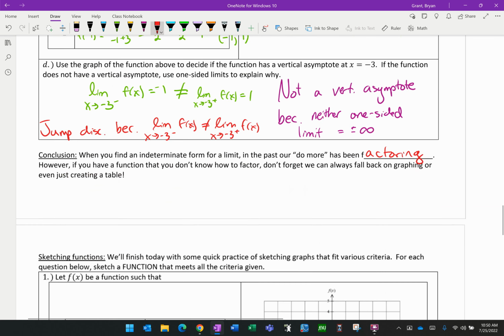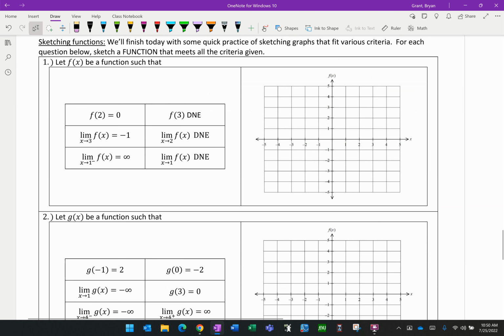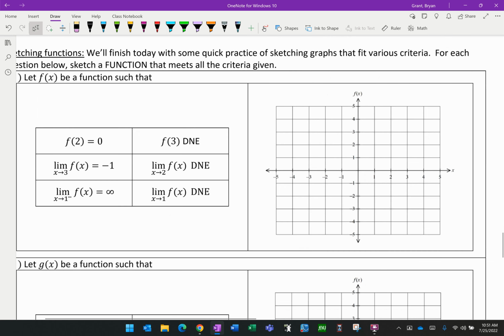All right. The last part of today is a pretty quick one. We have done this a little bit before, and we're going to continue with it. We're going to sketch some graphs that fit some various criteria. For each question below, sketch a function that meets all of the criteria given. So my one function over here needs to meet all of these requirements, and so on and so forth down below. Let's go ahead and try the top one together, then you guys can try the other two.